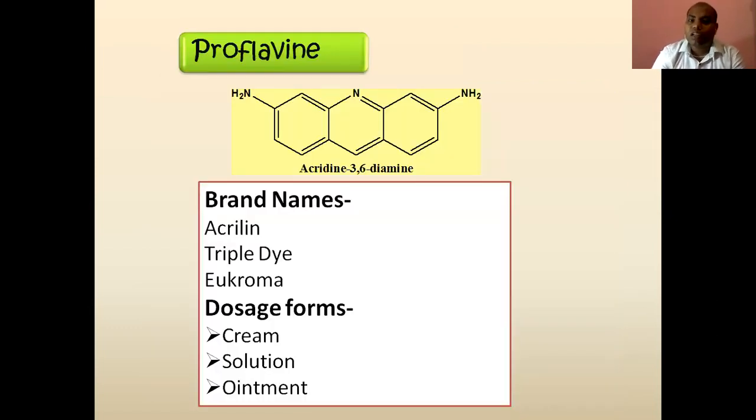The first compound you have in your syllabus is proflavin. Proflavin is an amino compound. As you are seeing in the structure, it has 3 benzene rings with nitrogen in the middle ring. Such a ring is known as acridine. For the nomenclature, there are two substitutions at positions 3 and 6, both amine groups, so it is acridine-3,6-diamine.